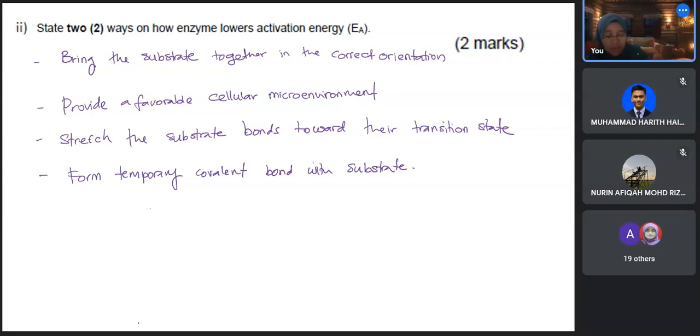So there are 4 points. For 2 marks, you only need to state 2 points only. 2 marks, 2 points.